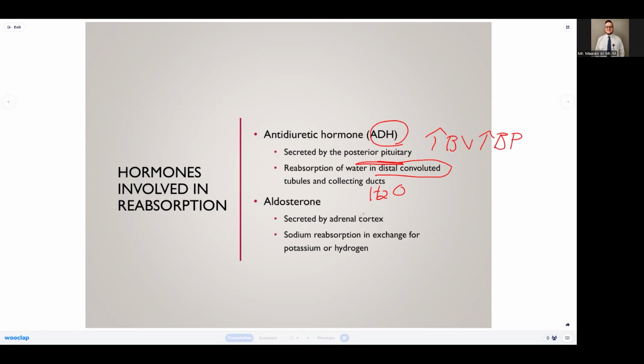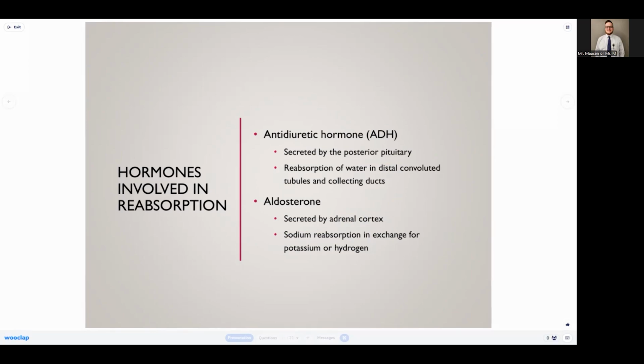Aldosterone wants the same thing. This is a hormone secreted by the adrenal glands, specifically the adrenal cortex. And this basically says, let's reabsorb more sodium in exchange for potassium. And this will raise sodium. What does salt do? Salt sucks water. So this raises water level too. And then we'll accomplish the same goal as ADH: increased blood volume, increased blood pressure. So aldosterone and ADH work together. They work in tandem to increase blood volume and fluid status, but they just do it with a different mechanism.